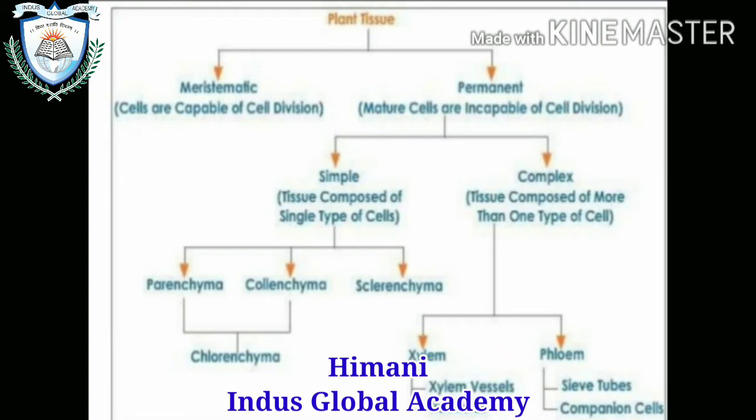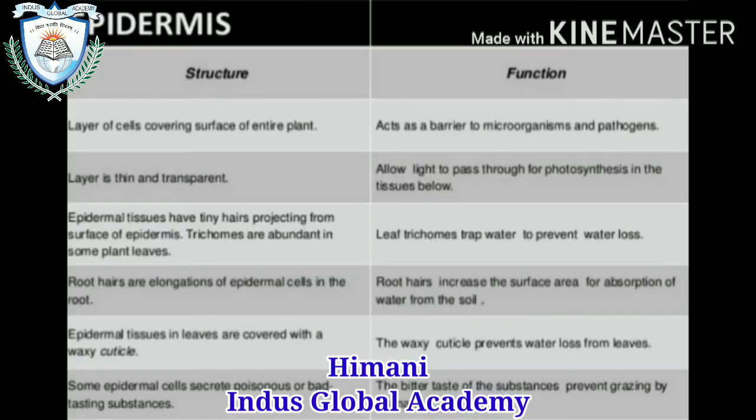Simple permanent tissue is made up of only a single type of cell and complex permanent tissue is composed of more than one type of cell. Simple permanent tissue is further divided into three types, parenchyma, collenchyma and sclerenchyma. And complex is divided into two types, xylem and phloem. Xylem is further divided into two types, xylem vessel and tracheids, and phloem into sieve tube and companion cell.